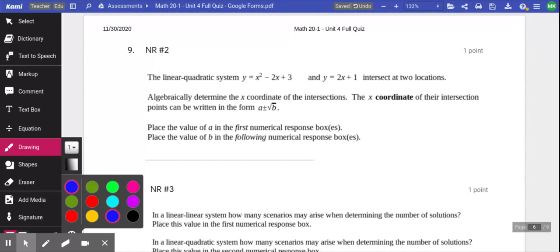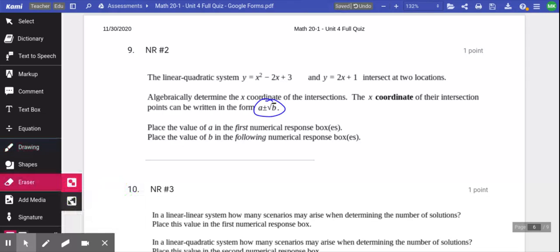Number 2. It says a linear quadratic system intersects at 2 locations. Algebraically determine the x-coordinate of the intersection. The x-coordinate of the intersection points can be written in the form a plus or minus root b. This tells me right here that I'm going to have to use the quadratic formula at some point, right? Look at that answer. Not pretty. So I need to solve this algebraically. If you tried to do it with your graphing calculator, you would get decimals, and decimals don't look like this, so it's not going to work out. Another one of our tricks to make you do algebra.